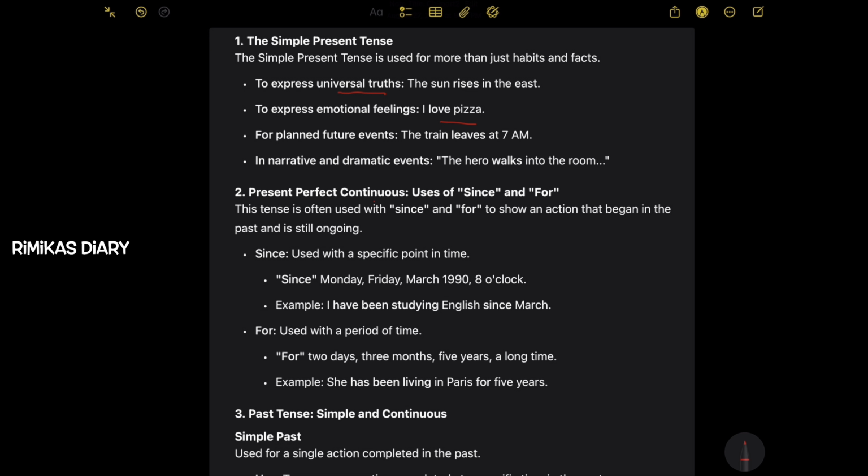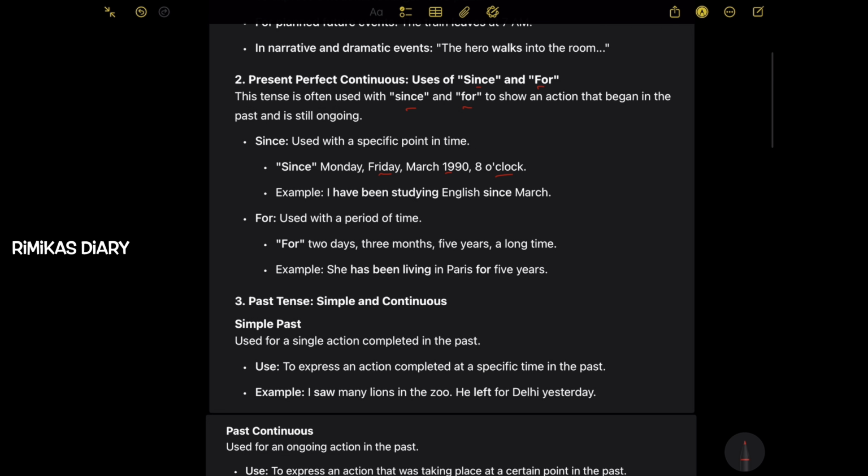Next, present perfect continuous. So uses of since and for. This tense is often used with since and for to show an action that began in the past and is still continuing. Since is used with a specific point in time. So since Monday, Friday, March 1990, 8 o'clock. Example: I have been studying English since March. For is used with a period of time. For 2 days, 3 months, 5 years, a long time. Example: she has been living in Paris for 5 years.